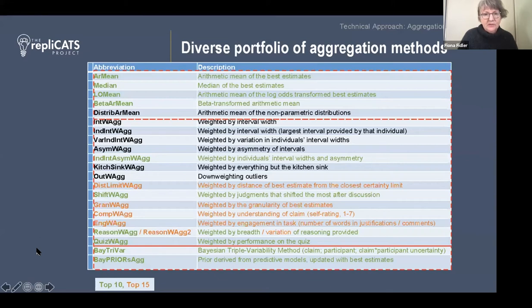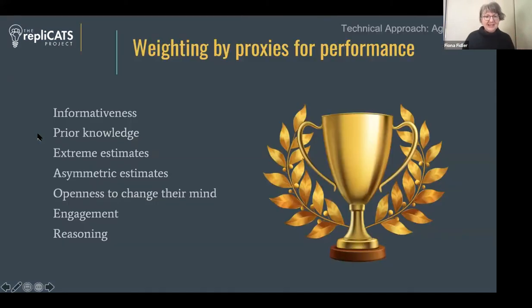These are models that have weighted judgments by various proxies for performance. Obviously, we don't know beforehand. One of the very difficult things about forecasting is trying to judge beforehand who is going to be a good forecaster. And we know from lots of previous research that traditional measures of expertise, number of publications, years of experience, turn out to be not very good indicators of prediction accuracy. So we've set about a project of trying to find other things that will be better proxies for performance.